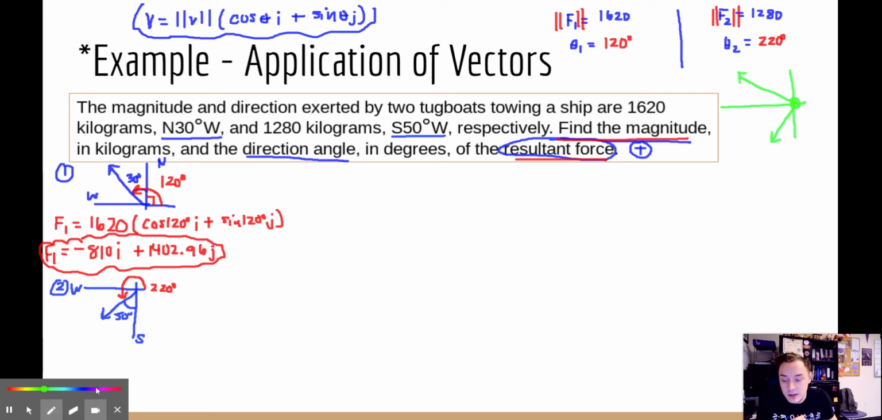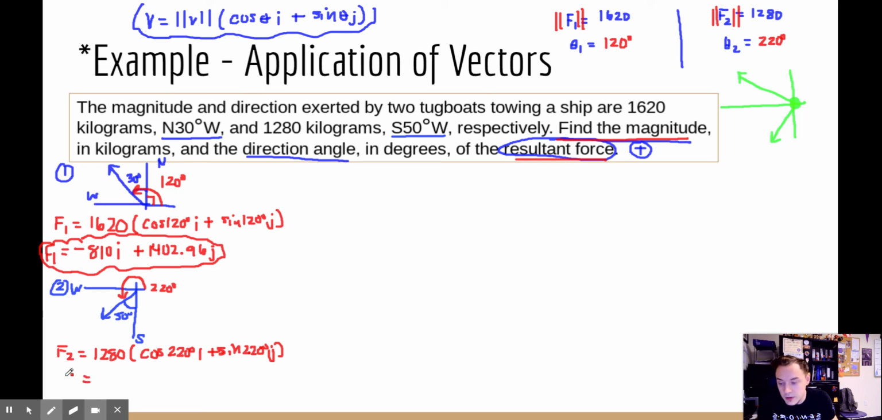Now that I have my second directional angle for my second tugboat, I'm going to use my formula to find f of 2. So f of 2, my actual vector. What was my magnitude here? It was 1280. So I'm going to write 1280 times cosine of 220 degrees, and this is I, plus sine of 220 degrees, and this is J. I know it's kind of weird looking. My computer's being slow right now.